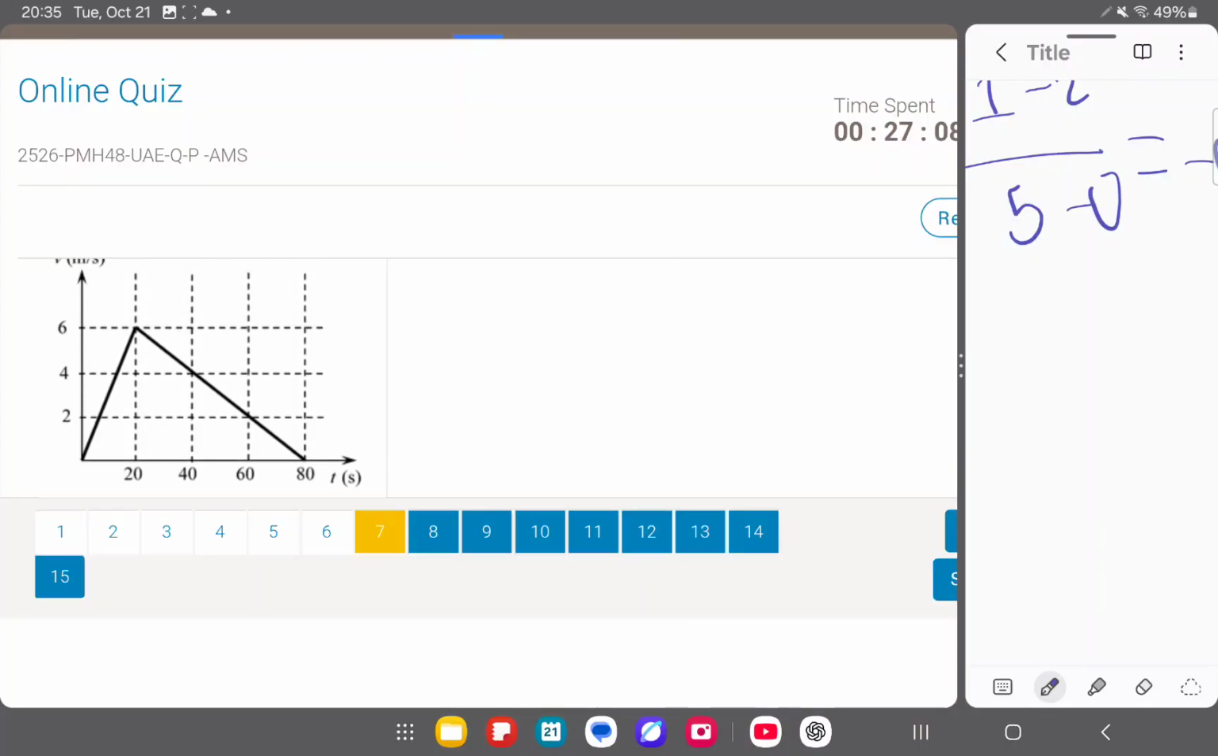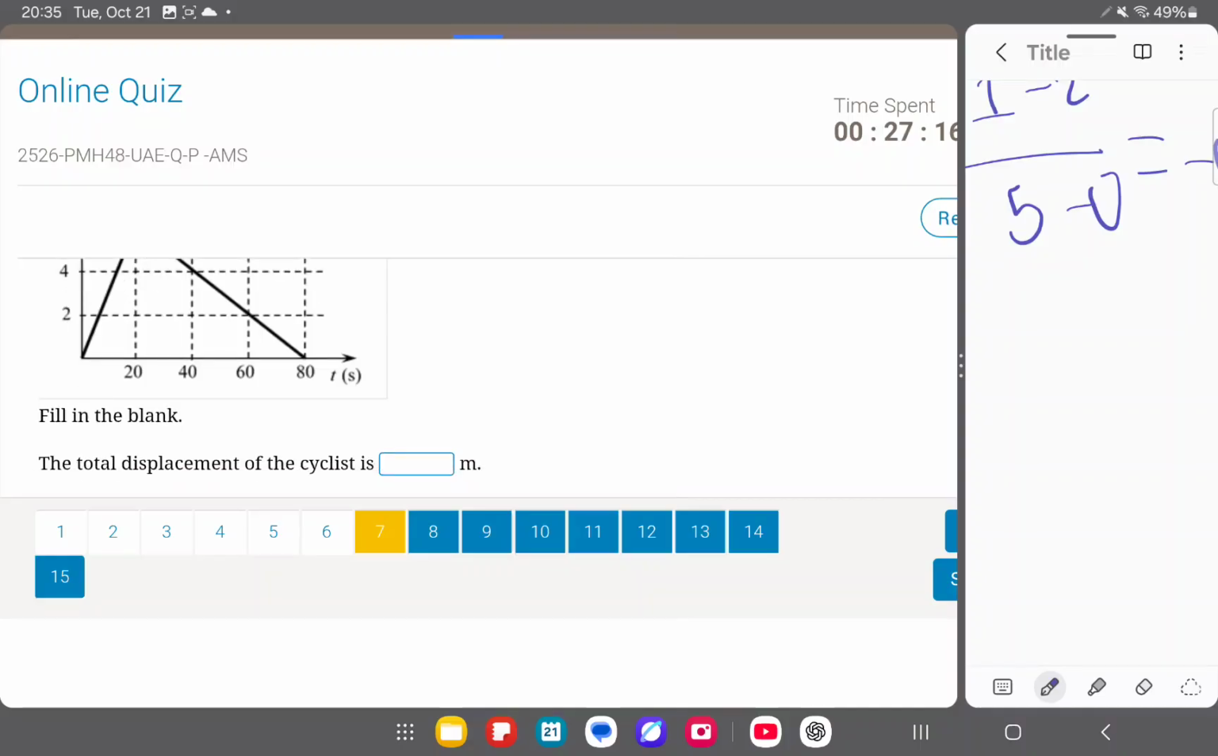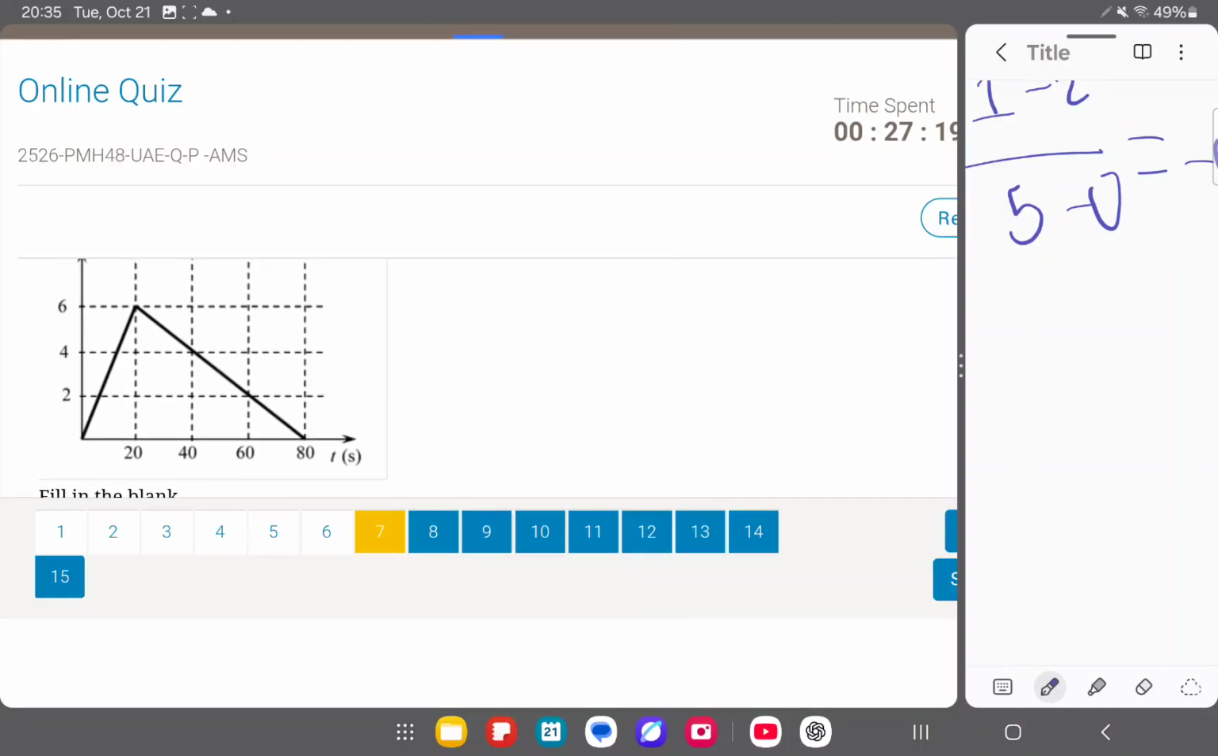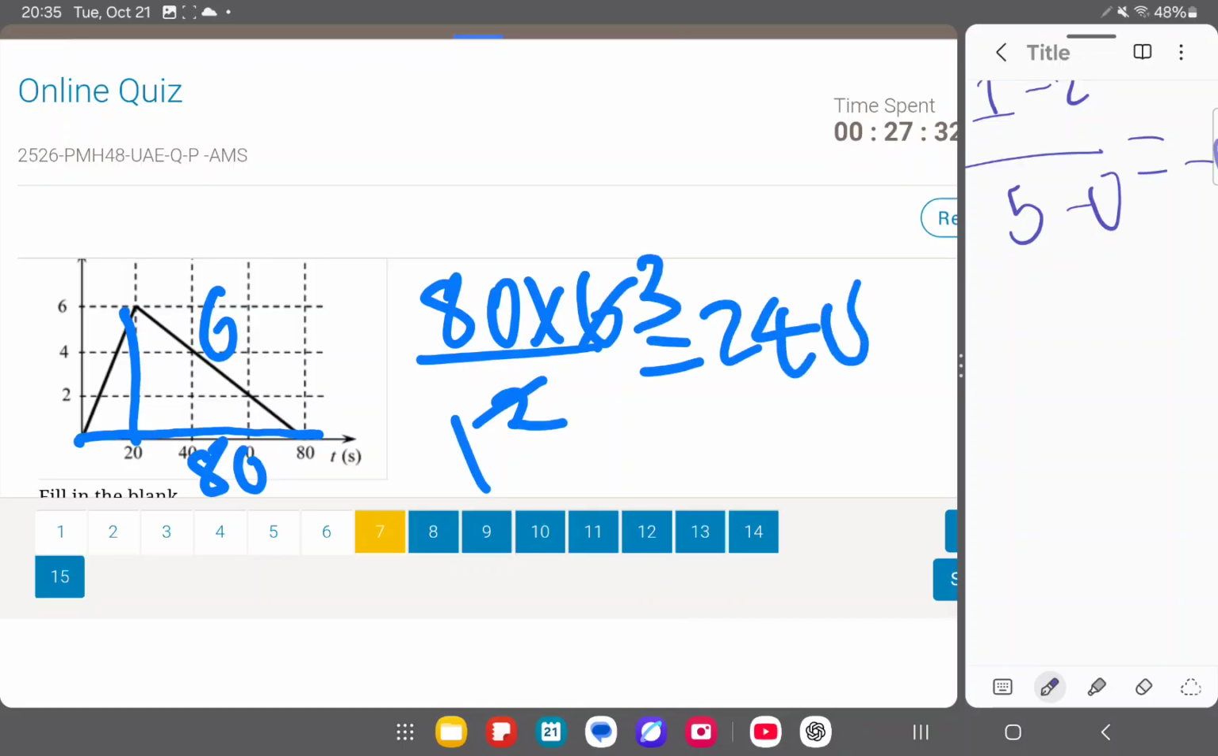They say total displacement, easy. This might be the easiest one, so we just do height. We just have to find the area under. Wait, we obviously first have to see if this is VT. Yes, VT. So we have our height here, which is 6, and our base here, which is 80. So we just do base times height over 2 for a triangle. So we get 240.